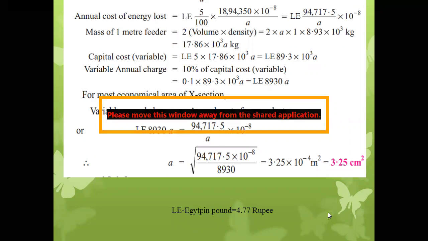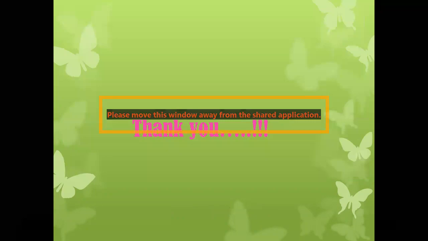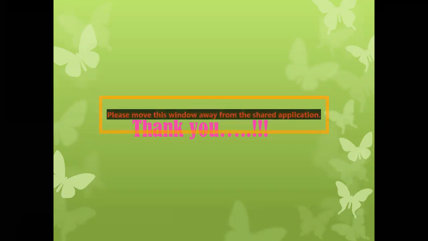So with this numerical, we have completed the fifth unit. In the next class we will start our last unit, the mechanical design of overhead lines and underground cables. But underground cables are, I think, not part of our syllabus, so we will see only the mechanical design of overhead lines.